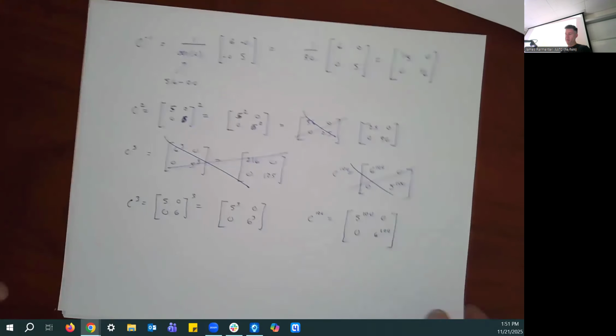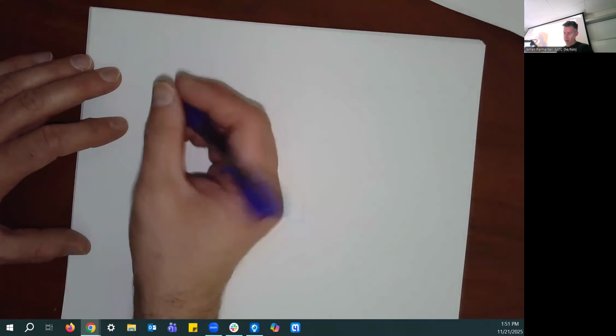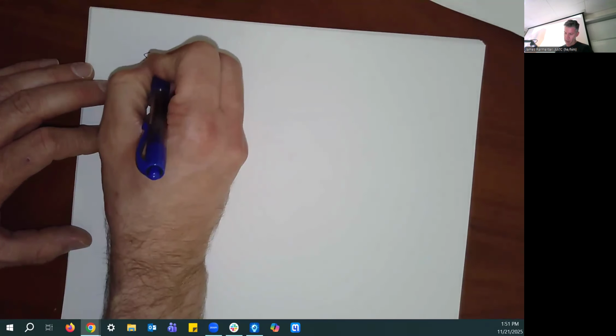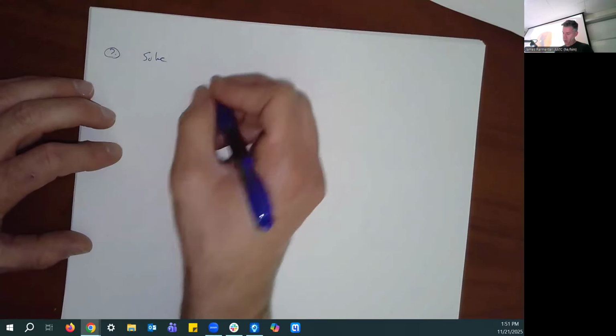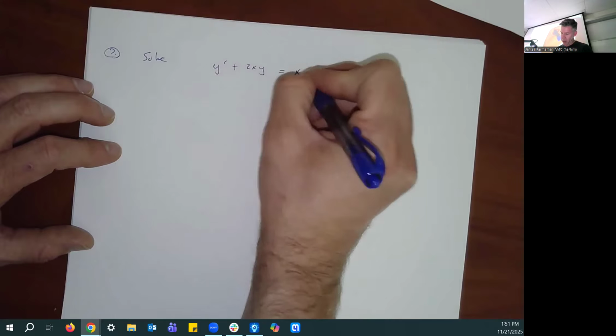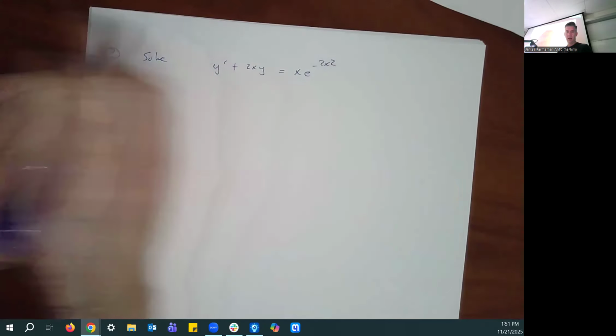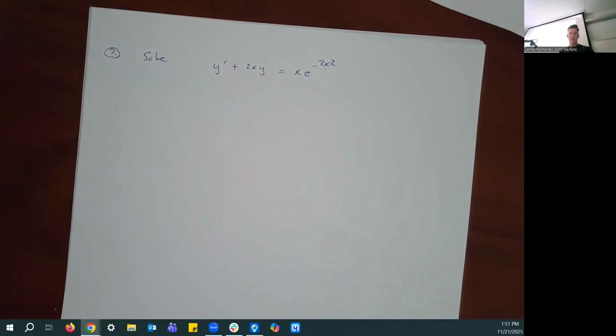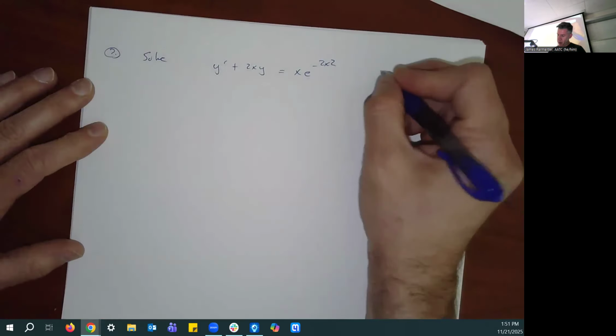Oh, we only have 9 minutes. Wow, time flies. I think we should look at the first order linear differential equation because it's for sure going to show up on your exam. So let's say we're going to solve, this is problem 2 on the one I wrote. y prime plus 2xy equals x e to the negative 2x squared. Looks really terrible. And also y of 0.